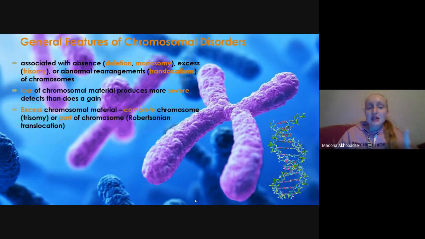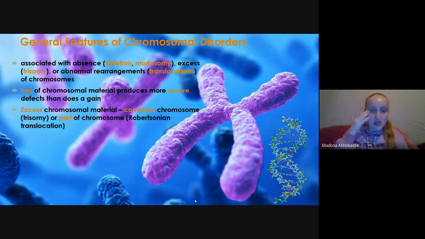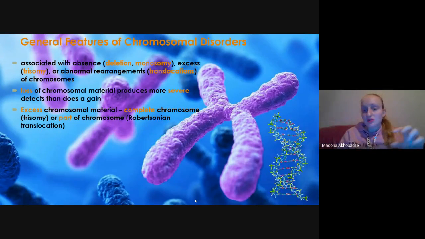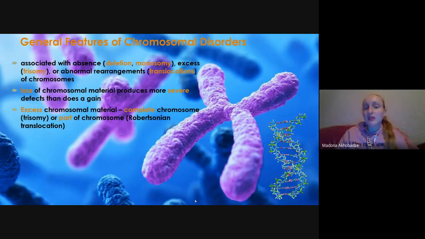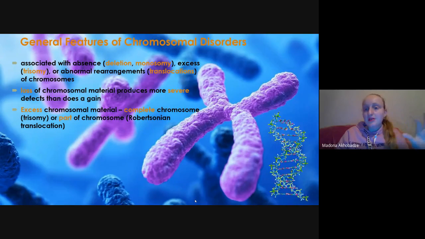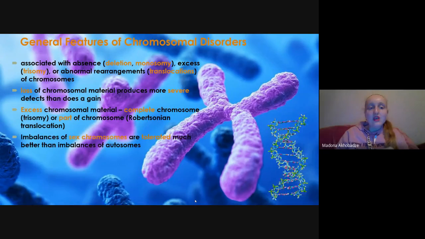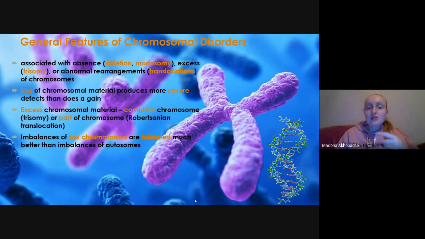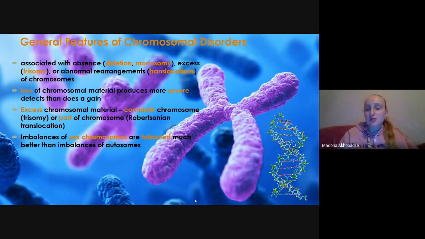Excess chromosome material could be a complete chromosome, in the case of trisomies, or just part of a chromosome, like in Robertsonian translocation where you have a new part, or during duplication, where there may be two segments of the same genes. Imbalances of the sex chromosomes are tolerated much better than imbalances of the autosomes.